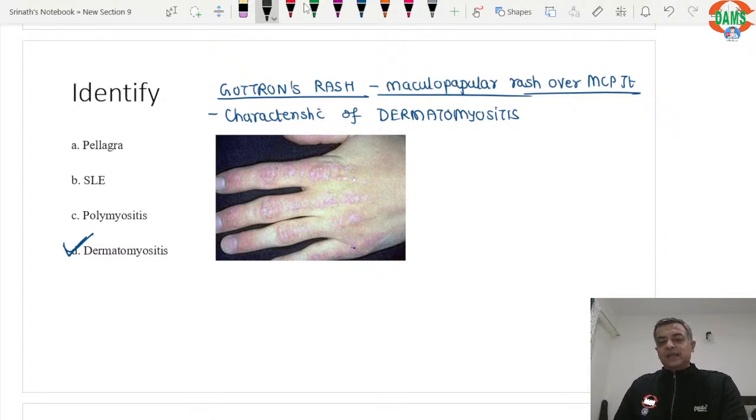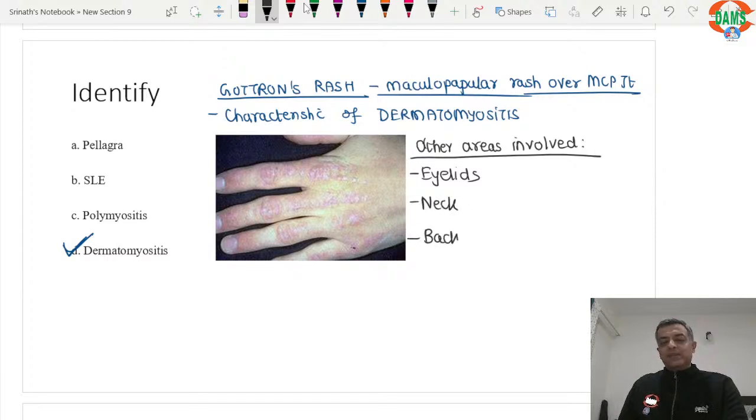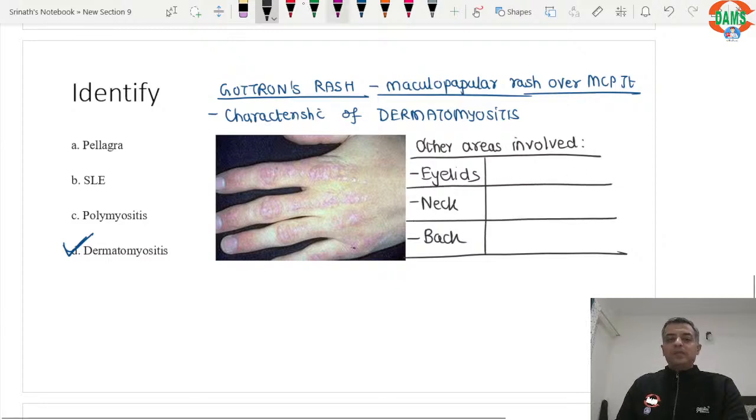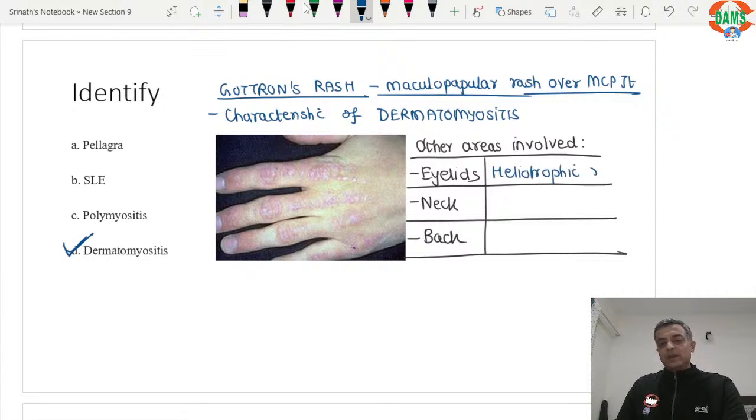In dermatomyositis, which are the other areas of rash that can occur? The other areas involved with the skin rash can be over the eyelids, over the neck area and over the back area. Over the eyelid, the patient can come with the heliotropic rash. Over the neck, we call it the V sign. Over the back, we call it the shawl sign.